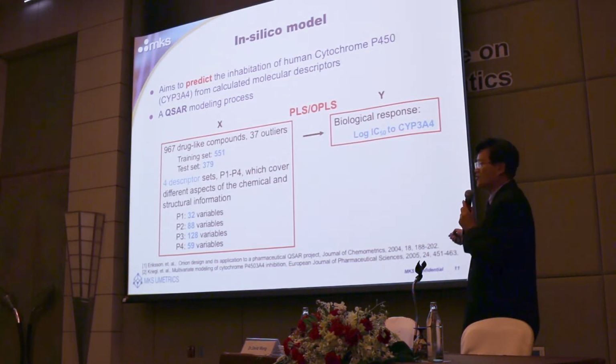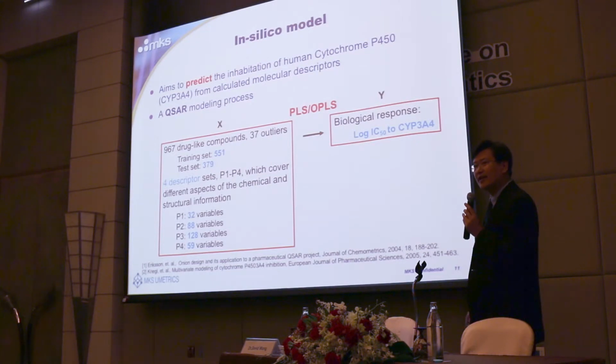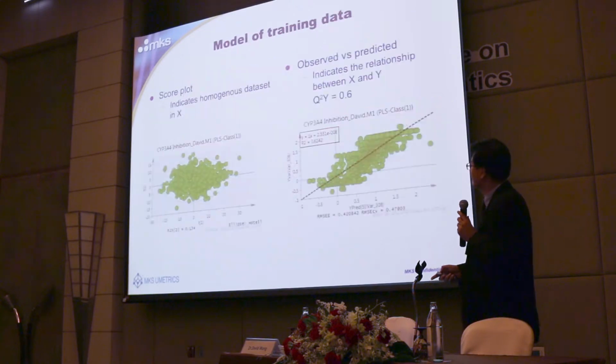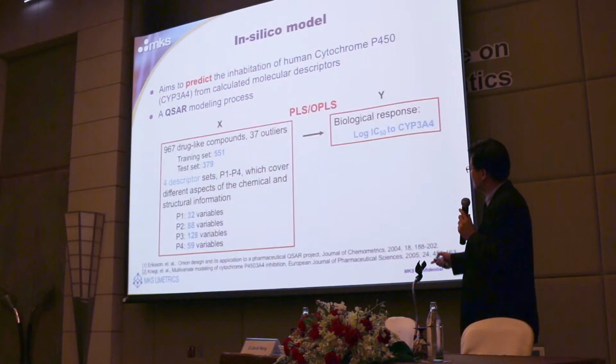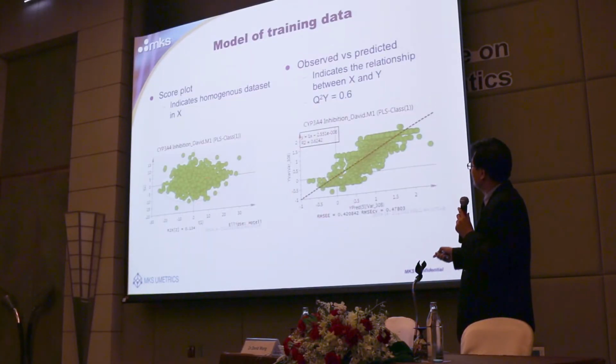Say if we are interested in this inhibition, IC50 over here, we can build a model using regression methodology, PLS or OPLS, and we can build our model over here. Okay, so here's the result when we build the models. Here we separate the data into 2 parts. One is the training, one is the testing. And here is the training results.